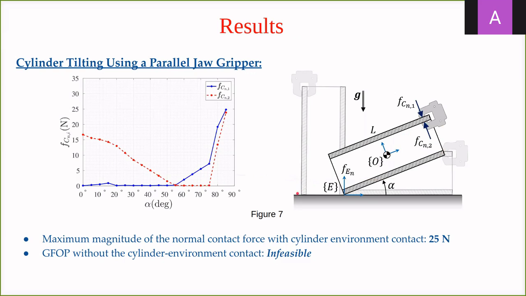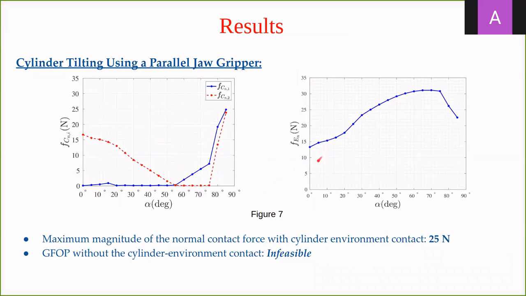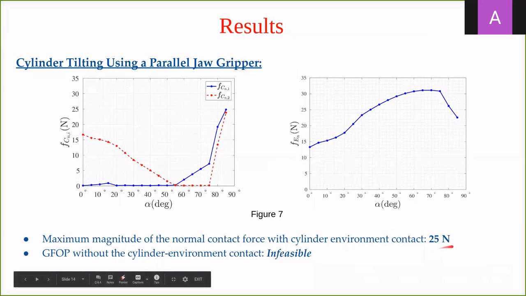Also note that the normal contact forces at both the contacts decrease as the angle alpha approaches approximately 55 degrees. At this point, the center of gravity of the cylinder is above the support point, so the majority of the weight is supported by the ground environment contact. The magnitude of the environmental contact force varies accordingly to maintain the force balance. The maximum contact force in the normal direction which is required for this task is approximately 25 Newton.